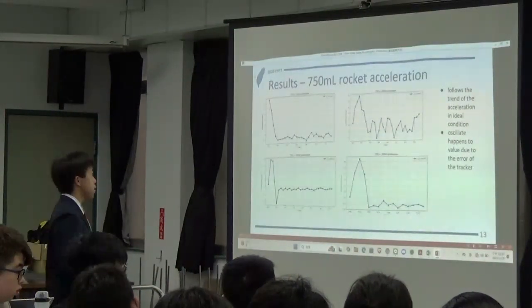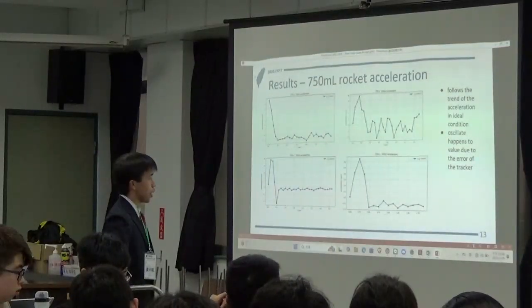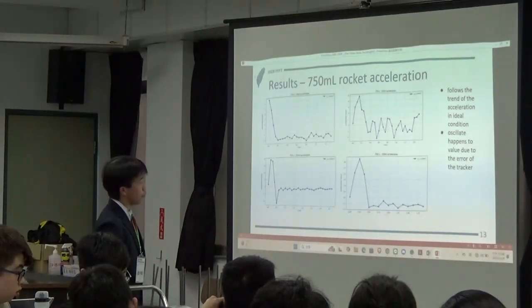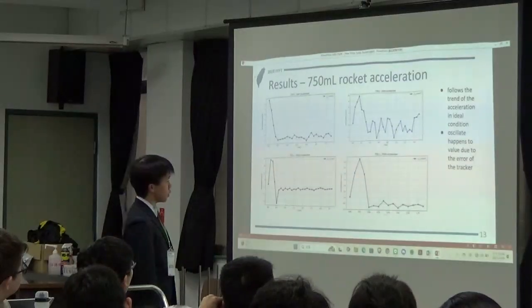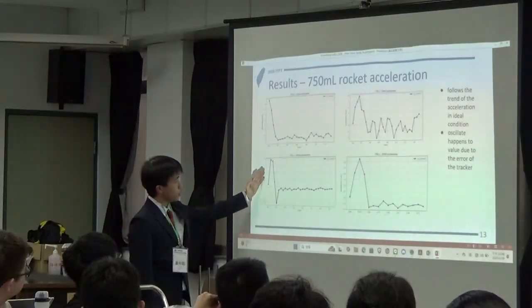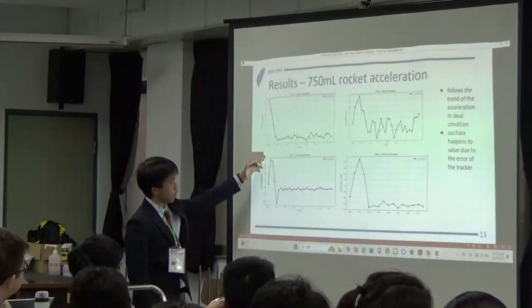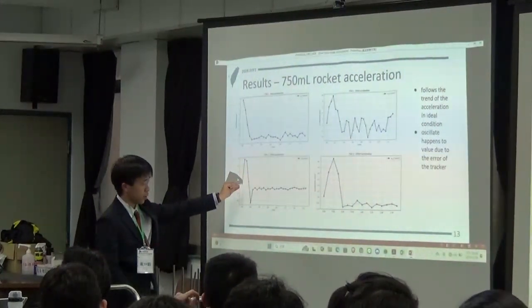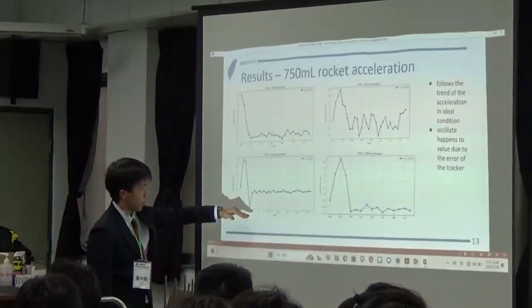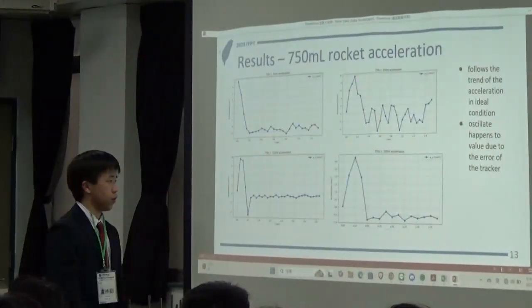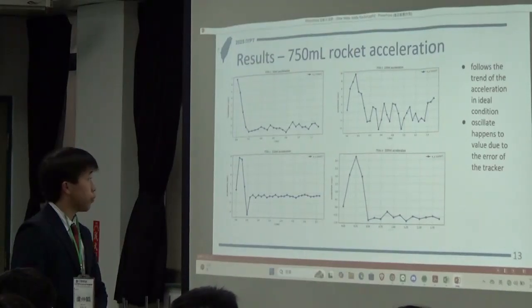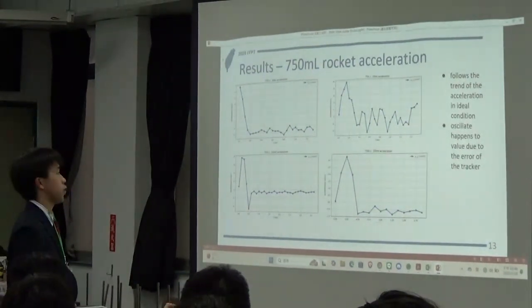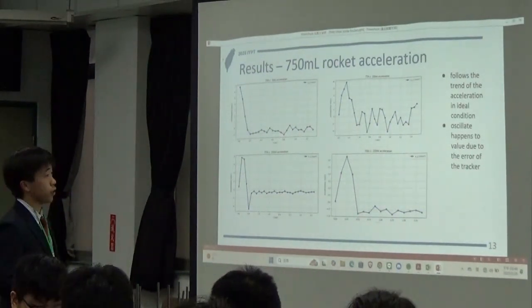As you can see, this is the data we use. We analyze this using the trackers. For the ideal condition of the acceleration, the rocket will first reach its max acceleration before the max velocity, and then reach 0 at its max velocity, and become negative when it reaches its maximum height. So these four graphs all follow the trend of the acceleration in the ideal condition.